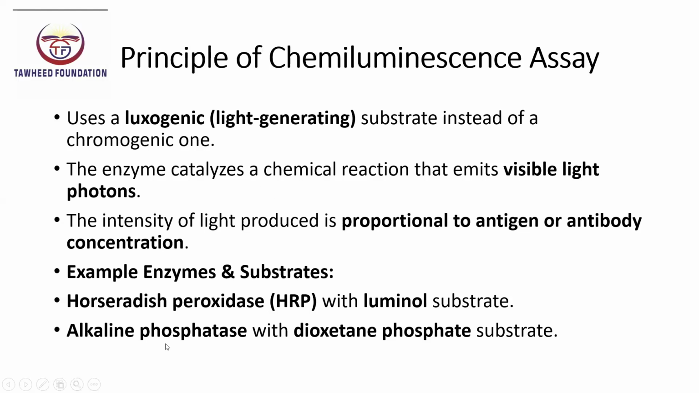Examples of enzyme substrate systems include horseradish peroxidase with luminol, and it is widely used due to high light output. Next is alkaline phosphatase, ALP, with dioxetane phosphate. It produces stable luminescent signal. So chemiluminescence offers greater sensitivity and dynamic range than conventional ELISA, making it ideal for detecting low abundance targets.